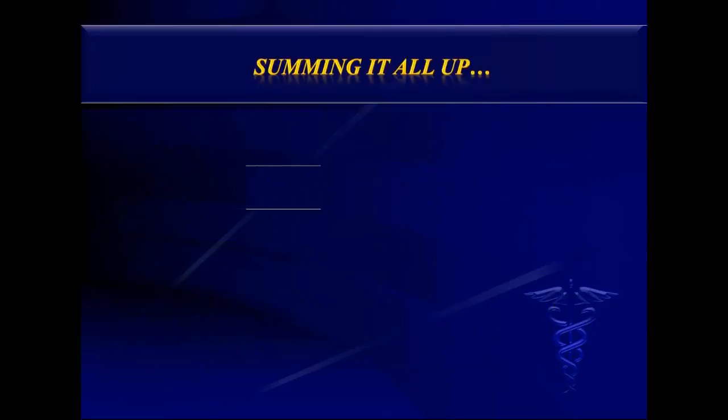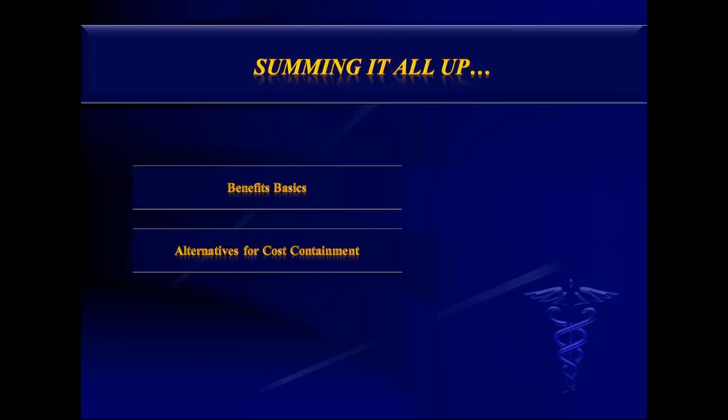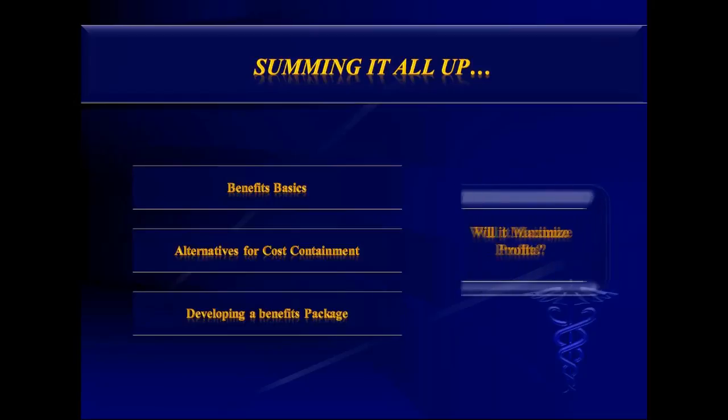Now, let's just sum up what we covered. Okay, we first looked at some of the benefits basics. We looked at the legally required benefits, the optional benefits, and the perks that are offered. We looked at some of the basic health insurance benefits. We looked at alternatives for health cost containment, and then we looked at how to develop a benefits package. The bottom line is we need a package that will maximize the profits.